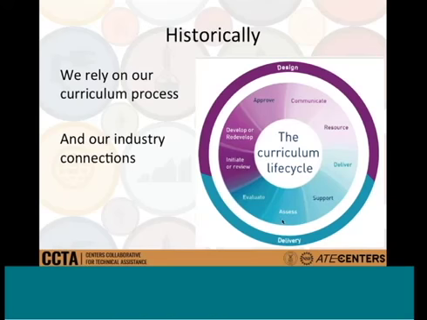Well, historically, I just found this sort of thing. I think we rely on our curriculum process. People are sort of smiling about that because we know that this wheel takes a long time to go around, right? We develop, we approve, we communicate, we evaluate, we assess. And of course, we rely on our industry connections, but I'm not sure exactly what that means. What do we do? Call our industry friend and ask them to review our curriculum? Sometimes we do. But historically, that's been our process. And again, that timeline, all of us know this, is long. I'd like to change that a little bit.